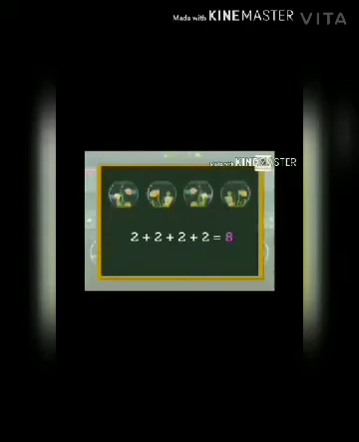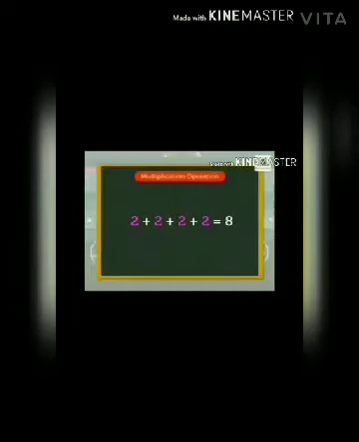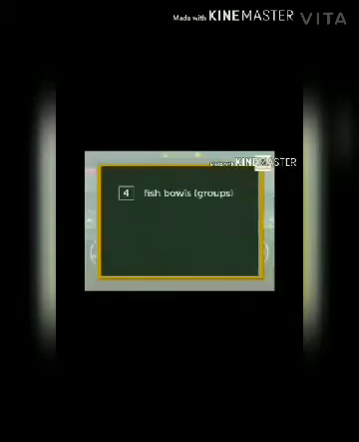Here we are repeatedly adding the same number 2, 4 times. This is called multiplication. Therefore, multiplication is repeated addition of the same number. We can do this multiplication in an easier way. There are 4 fish bowls. Each bowl has 2 fish in it. Now 4 times 2 is equal to 8. So there are 8 fish in all.